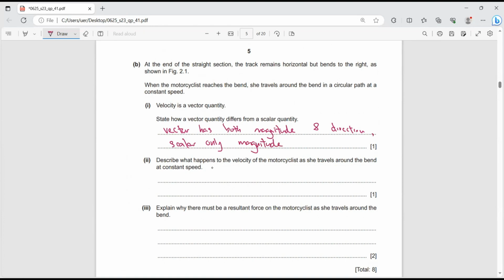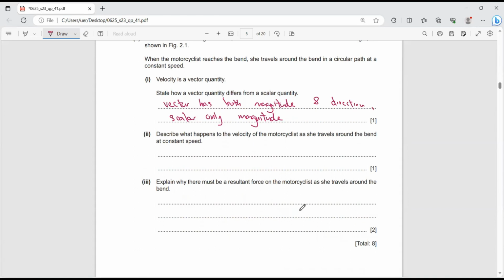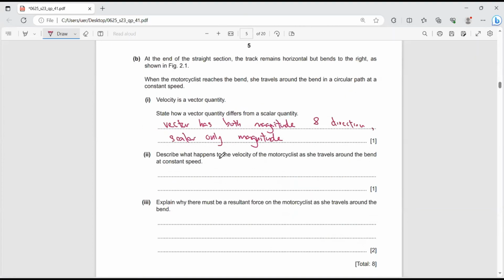Number two, describe what happens to the velocity as it travels around the bend at constant speed. They tell you constant speed, but the direction changes. So the velocity changes because the direction changes. Velocity is a vector quantity, so even though the magnitude is the same, the direction changes, so we consider it changed.